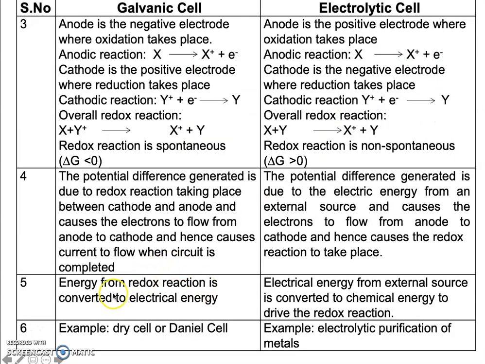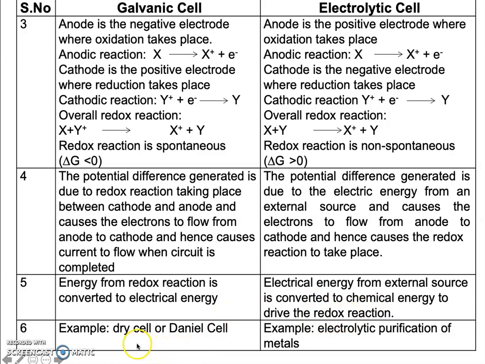Now the fifth difference is that, as we have discussed earlier, the chemical energy from the redox reaction is converted to the electrical energy, whereas in the case of an electrolytic cell, it is the externally supplied electrical energy that is getting converted to chemical energy, and this helps to drive the redox reaction.